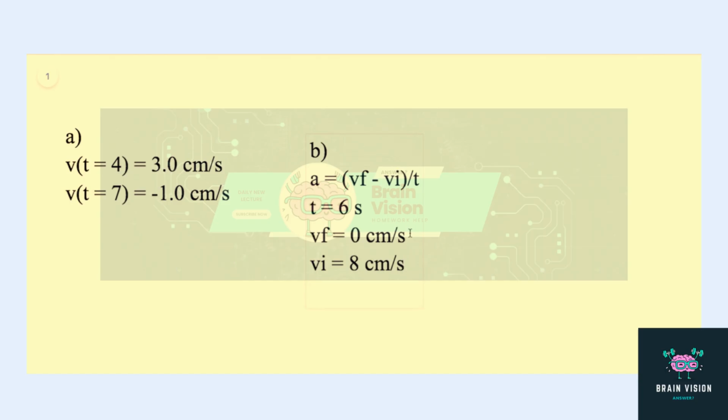Plugging everything in, you get 8 over 6, which is equal to 4/3 centimeters per second squared. Oh, and it should be negative since the velocity is decreasing with time. And this is going to be the acceleration at t equals 3, t equals 6, t equals 7, because again, the velocity is changing at a constant rate. So the acceleration is constant. Okay.